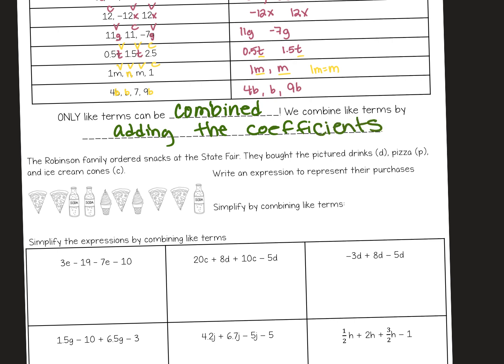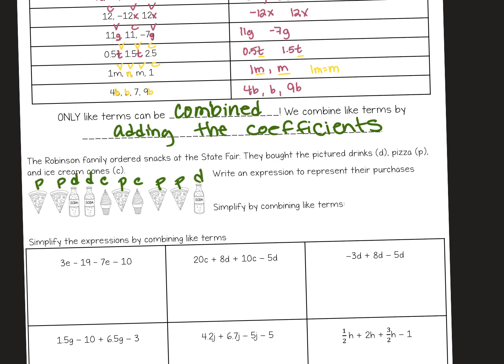Okay, so let's look at a little example here. Instead of using letters, we've used little icons to represent things. And so we're looking for like icons. They're the like variables. And the variables are involved when the Robinson family orders snacks at the state fair and they buy drinks, pizza, and ice cream cones. So we have pizza, pizza, drink, drink, ice cream cone, pizza, cone, pizza, pizza, drink.